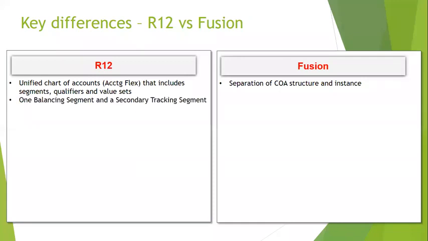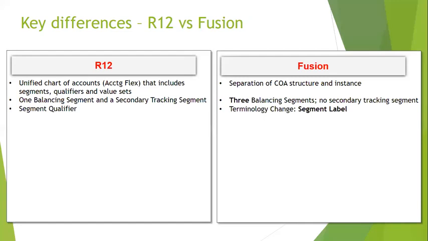Now, the second part is there is only one balancing segment and a secondary tracking segment available in EBS, whereas in Fusion we have 3 balancing segments and no secondary tracking segment. So what is the use and what is the business requirement? We will see that definitely. And in R12, we call it a segment qualifier, whereas the term has changed in Fusion to segment label. And in R12, after completing the chart of accounts, we have to click on the compile button, whereas in Fusion, we have to deploy the chart of accounts.